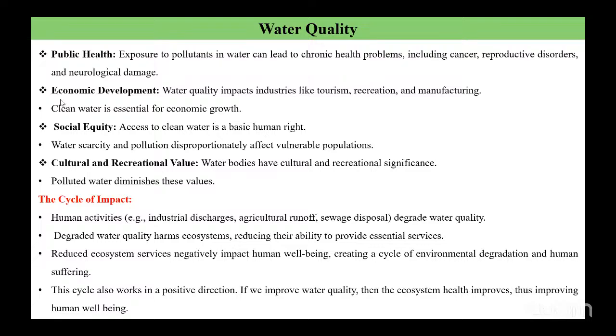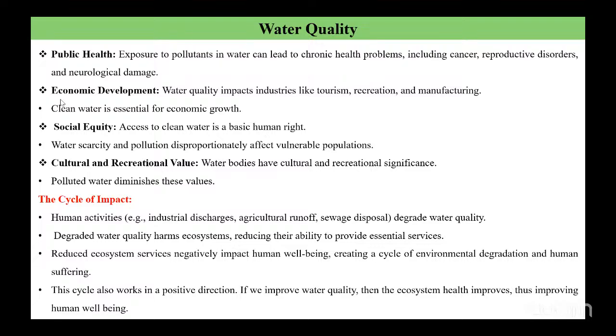What is the cycle of impact? The cycle of impact is that once we are able to protect the quality of water, we will be in a good position. That is the cycle of impact. It starts with human activities, be it industrial discharges, agricultural runoff, or sewage disposal, which degrades the water quality.